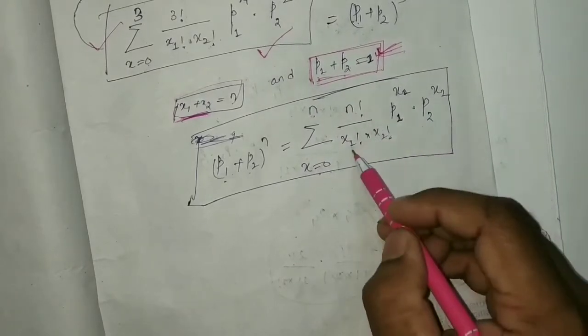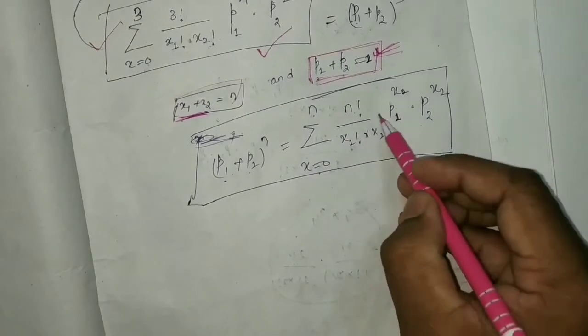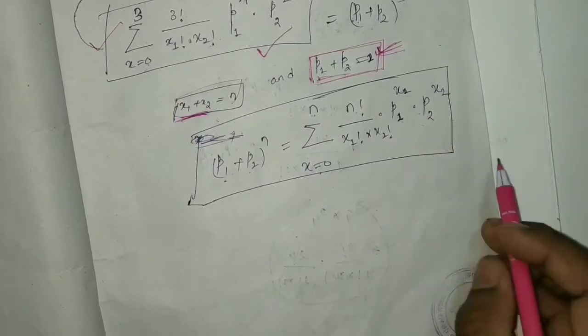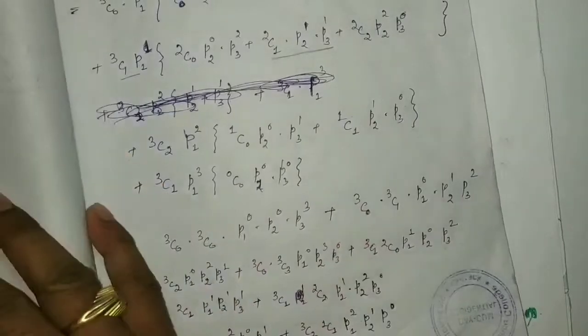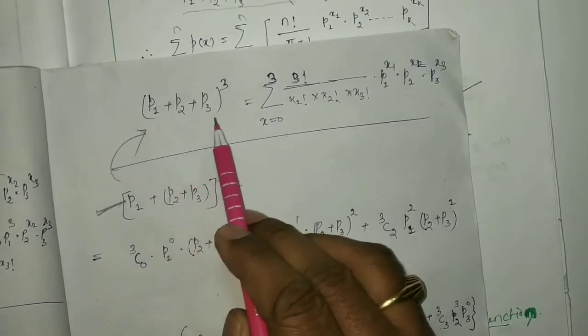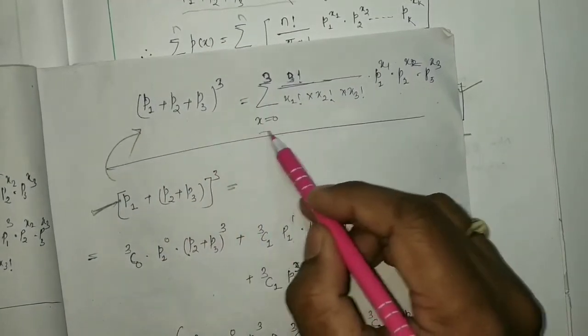N factorial by x1 factorial into x2 factorial into p1 to the power x1 into p2 to the power x2. Okay, if you have only 2 probabilities. Now you just consider 3 probabilities. (p1 plus p2 plus p3) to the power 3 also can be written in this way.